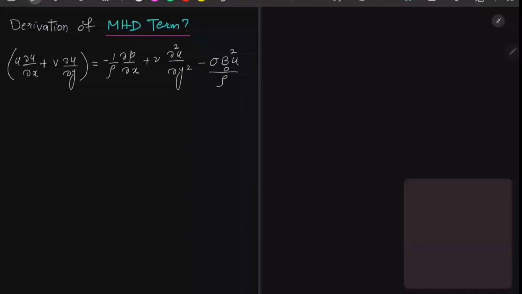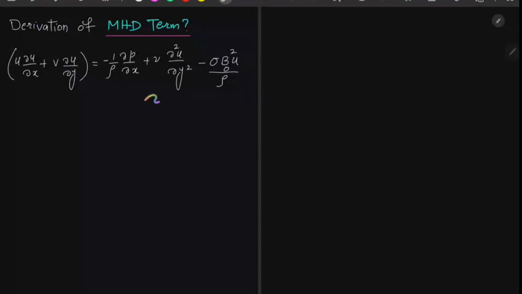In this video, I'm going to derive one term which is called the MHD term in fluid mechanics. For reference, I have written the x momentum equation only, but there is a continuity equation, a y momentum equation, and sometimes an energy equation. Moreover, we also have this equation written in the boundary layer form, since there is no term for the second derivative with respect to x.